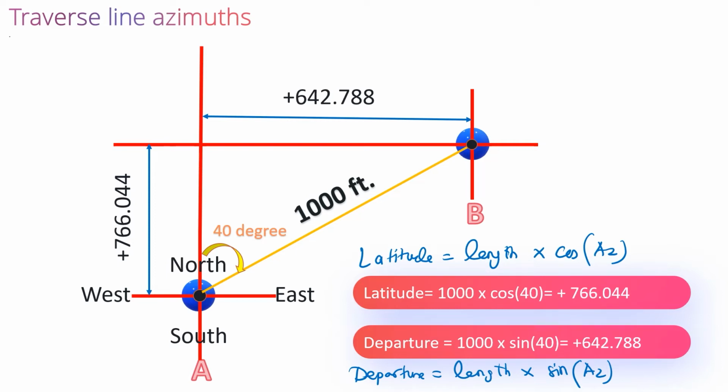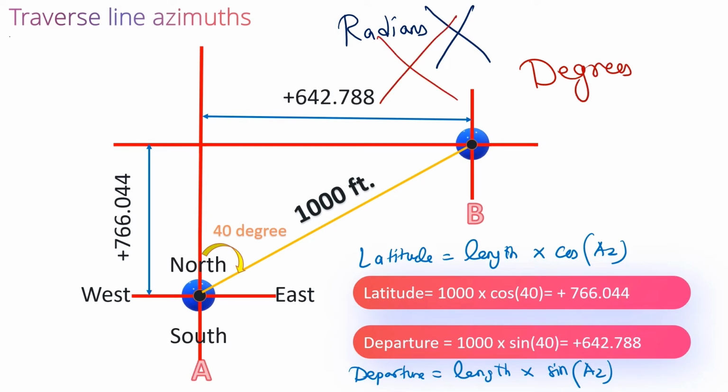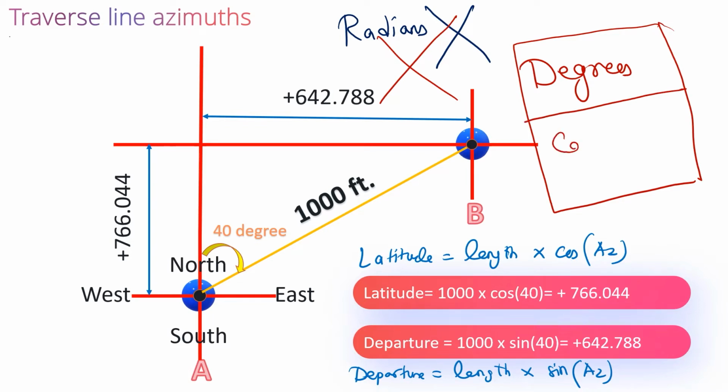This is a pretty simple and straightforward formula, but what I've seen is that some people are still using radians in their calculator, which is incorrect. I'm tired of telling you that you always use degrees because our angles are in degrees. You never use the radians, you never use any other units of measurement. You always double check that your calculator is set to degrees.